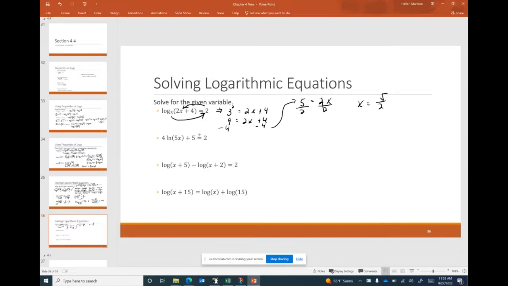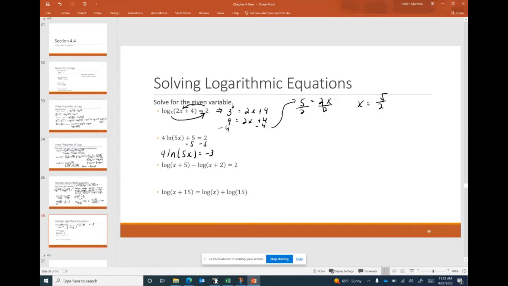Look at the next one down here. This has got a little bit more action going on, but I want to simplify this expression, or combine like terms, before I deal with the logarithm. So I've got 4 times natural log of 5x plus 5 equal 2. Let's subtract that 5 from both sides, moving it to the right because it's a constant anyway. Then I'll have 4 times the natural log of 5x equal to -3.